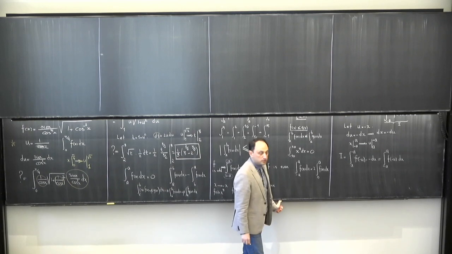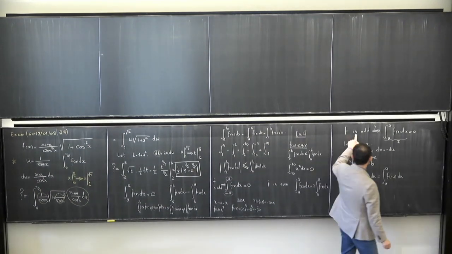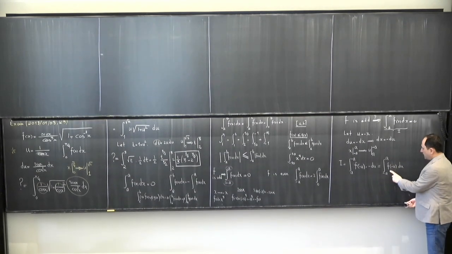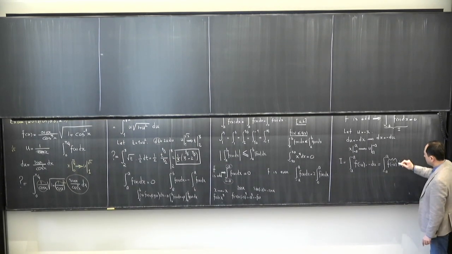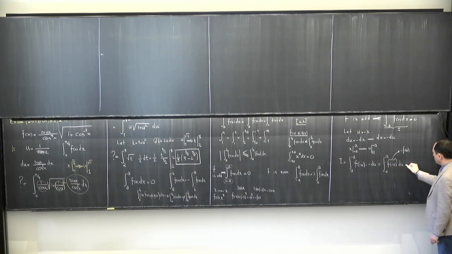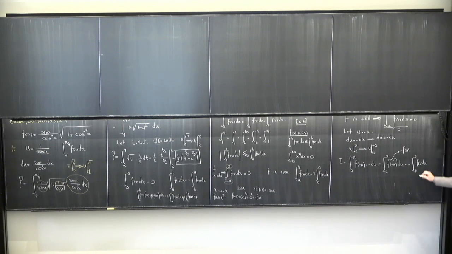Okay? But now, f is supposed to be odd. So what happens? If f is odd, instead of f of minus u, what can I write? I can write minus f of u. Yes? And this minus sign goes out from this integral. So it becomes minus integral from minus a to a, f of u du. But what is this integral? Can you tell me what is the answer to this integral?